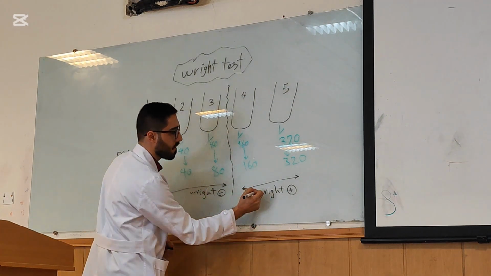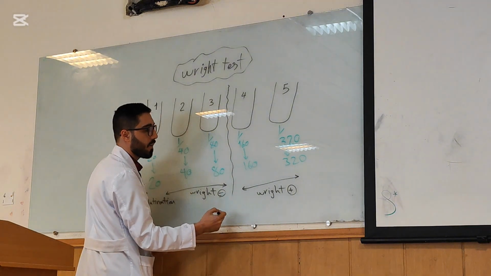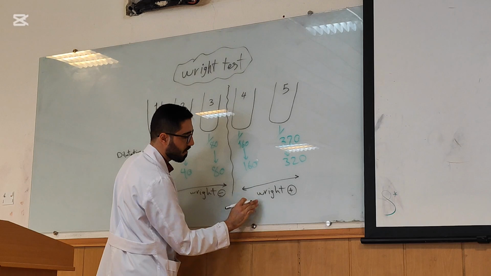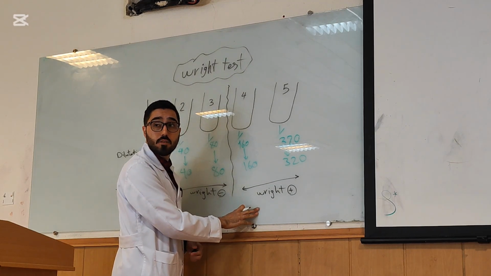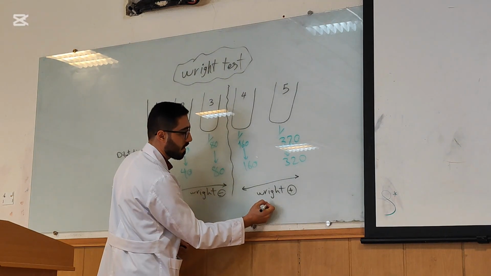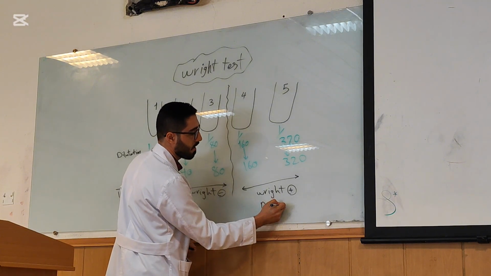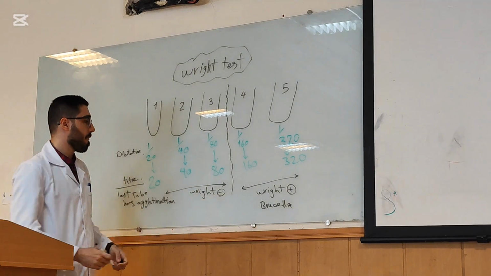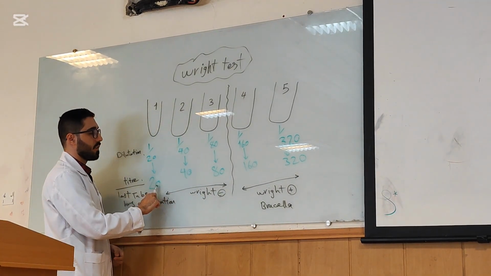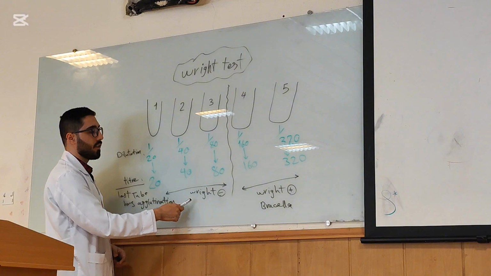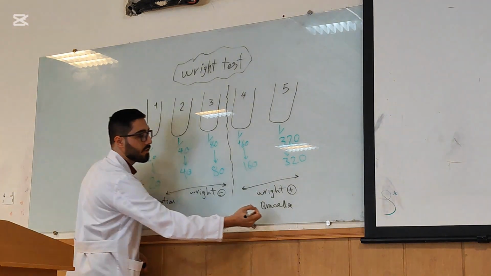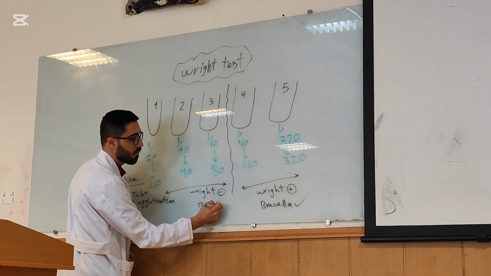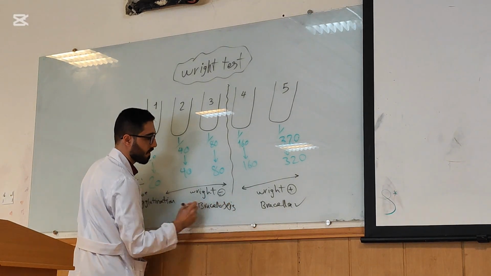Positive means your patient has disease. Your patient has brucellosis. Okay? And this titer 30, 40, and 80, we call it negative, and your patient has no brucellosis. Okay?